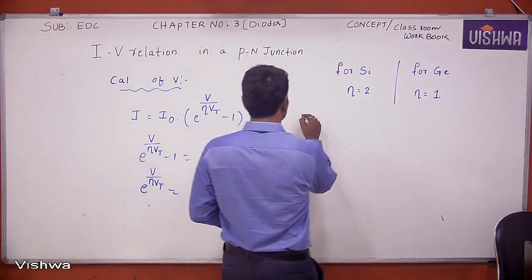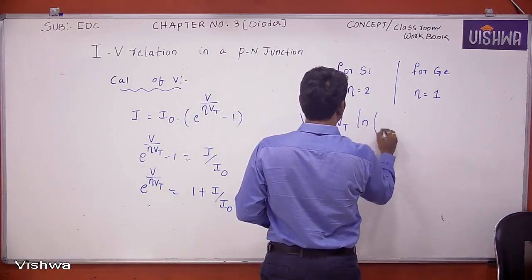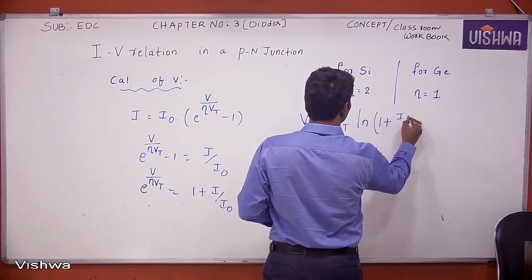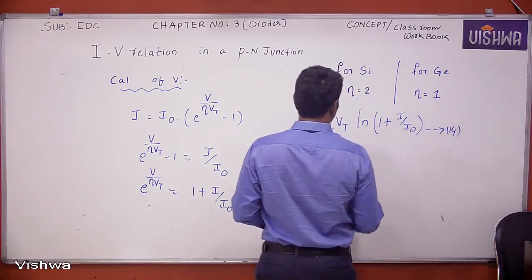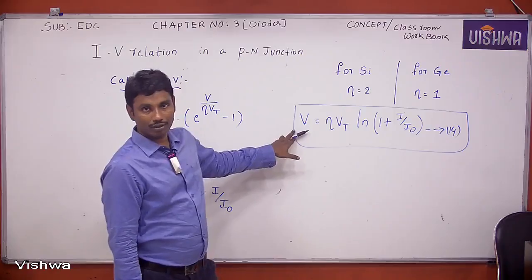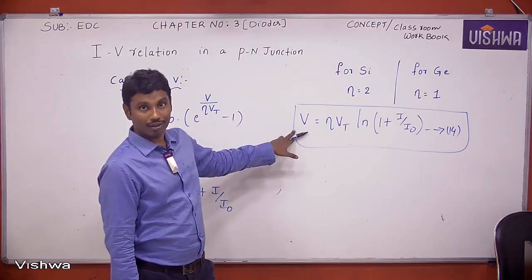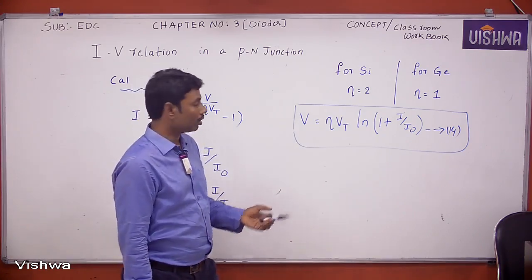What is V here from this? So V is nothing but eta into Vt ln of 1 plus I by I naught. Now this one, consider equation 14, right? This equation is the voltage across the diode, and equation 12 and equation 13 are nothing but the current through the diode. Okay, copy here.